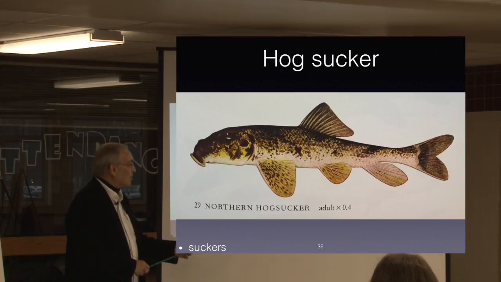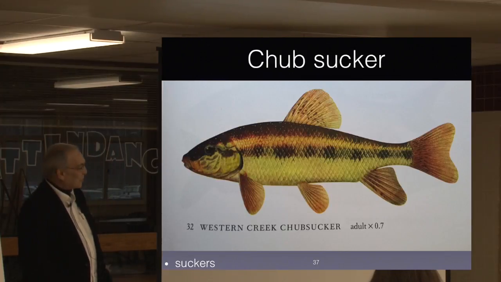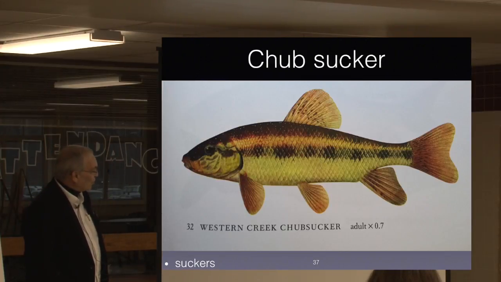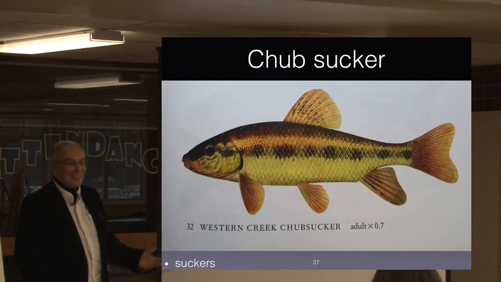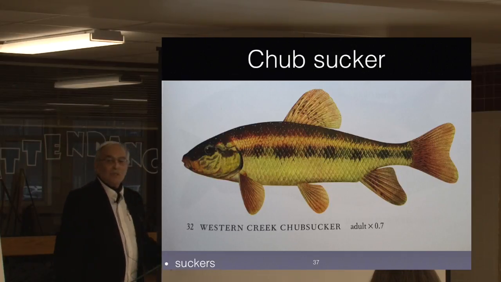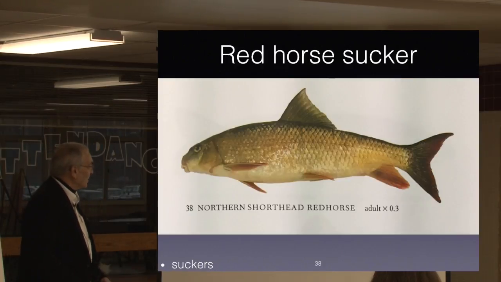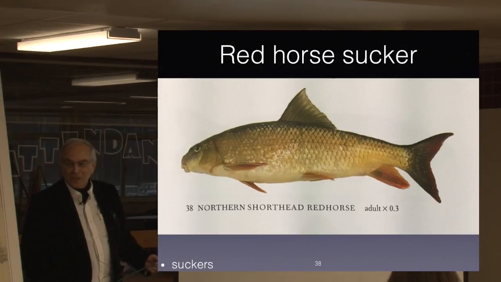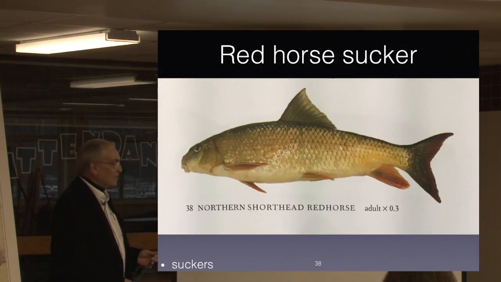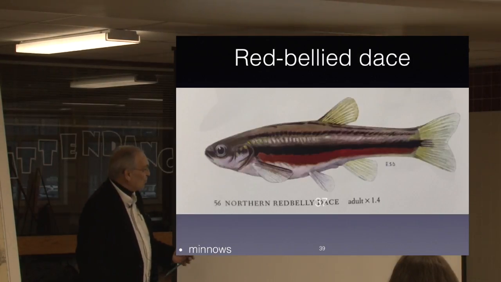This is a northern hogsucker. I've never caught one of them, but Read and Wright reported them in the lake. The western creek chubsucker. Anyway, I've never caught one of them, but they're in the lake, according to Read and Wright. The northern shorthead redhorse sucker. I've seen them being caught at Myers Point. Okay, the northern redbelly dace.